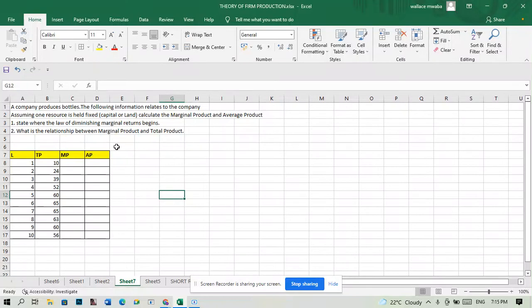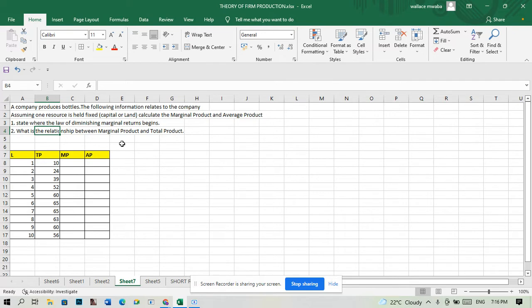All right, we have a question here. A company produces bottles. The following information relates to the company. Assuming one resource is held fixed, capital or land, calculate the marginal product and the average product, state where the law of diminishing marginal returns begins, and show the relationship between marginal product and total product.